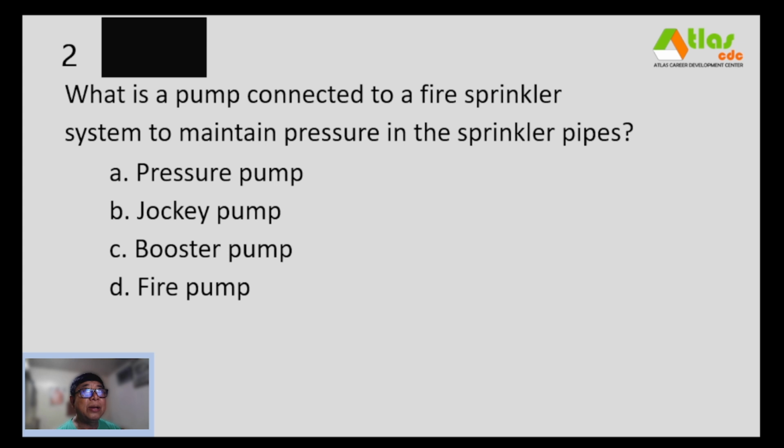Question number 2. What is a pump connected to a fire sprinkler system to maintain pressure in the sprinkler pipes? A. Pressure pump. B. Jockey pump. C. Booster pump. And D. Fire pump. 10 seconds.